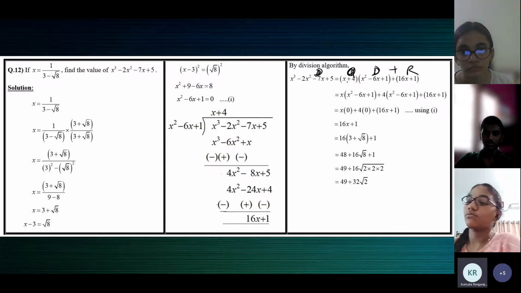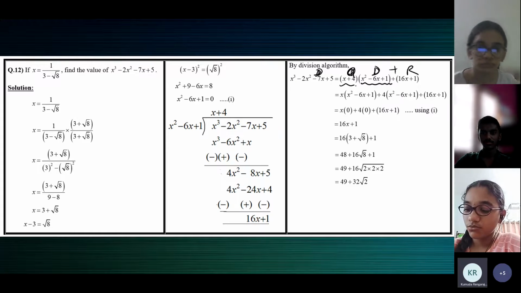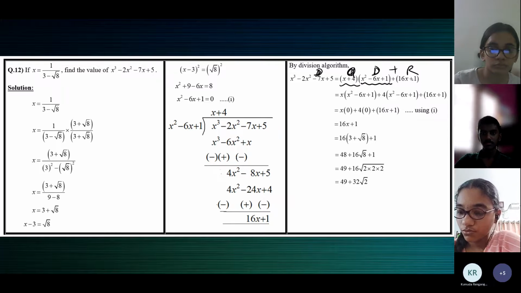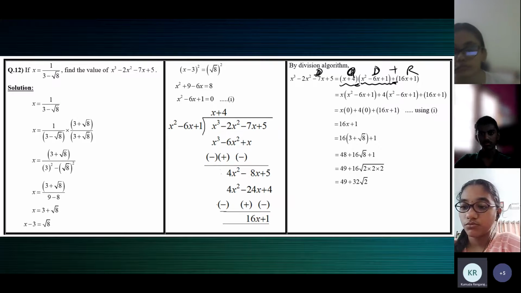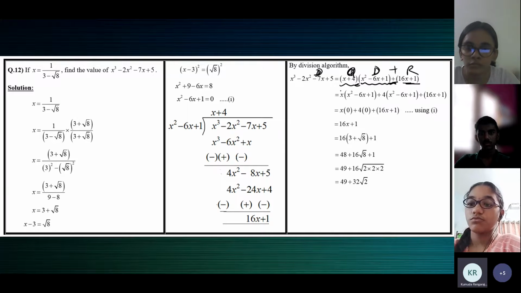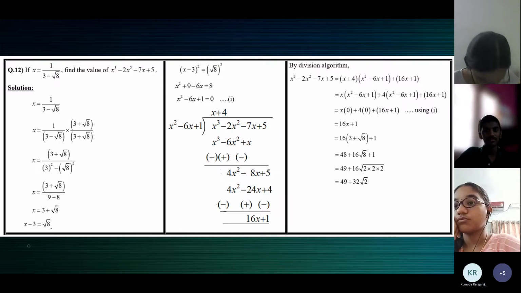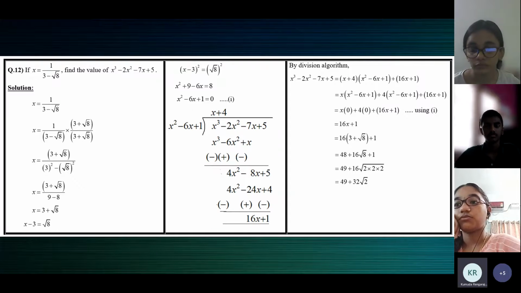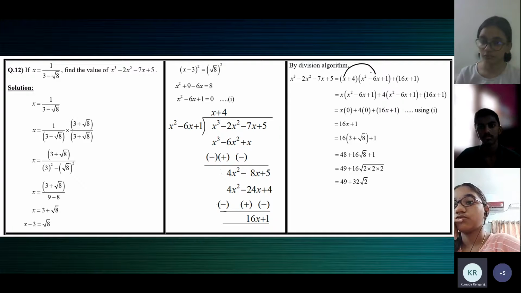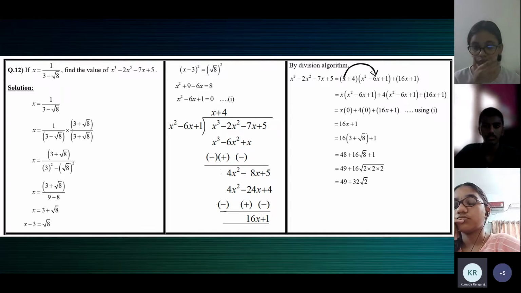So you can see here, this is the dividend. x squared minus 6x plus 1 is the dividend. This is the divisor. Plus the remainder. See here the plus sign. This is multiplication. Here plus the remainder is equal to the dividend. Now listen to this. How do you multiply? x into the second bracket, plus 4 into the second bracket, plus the remainder.